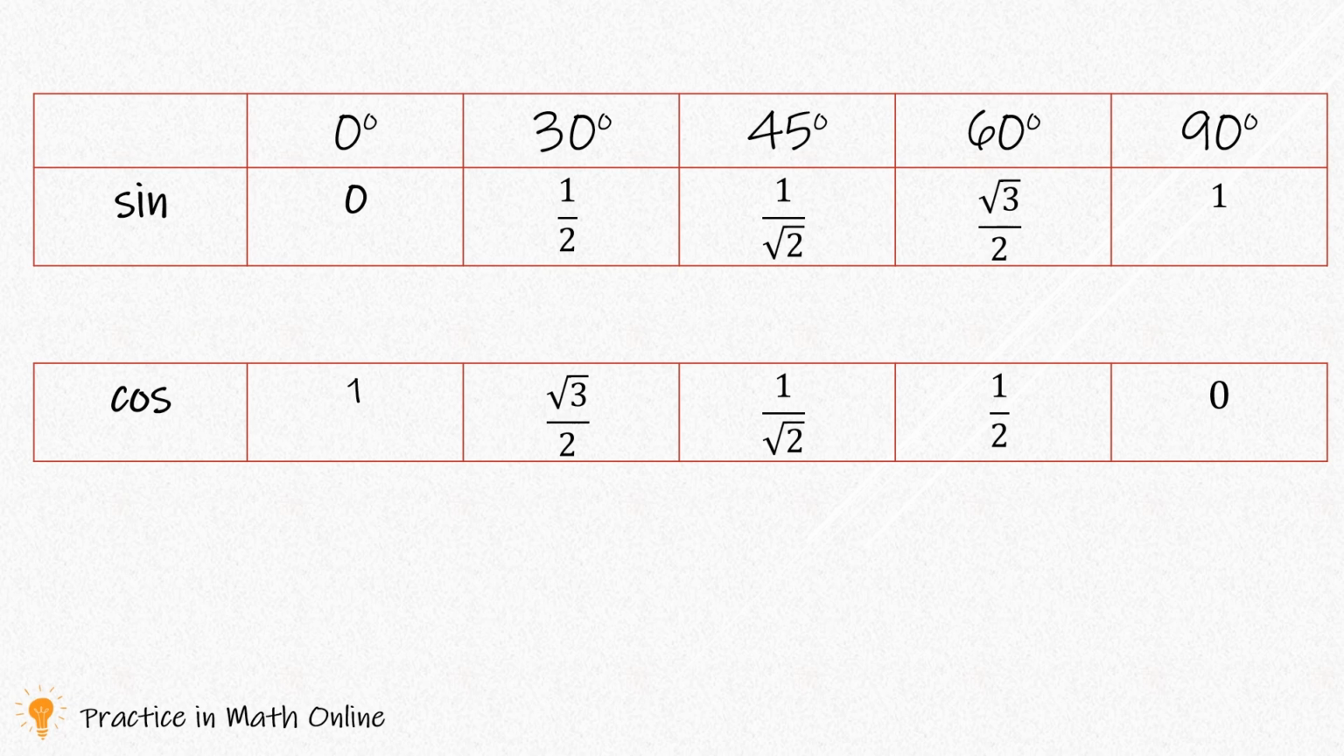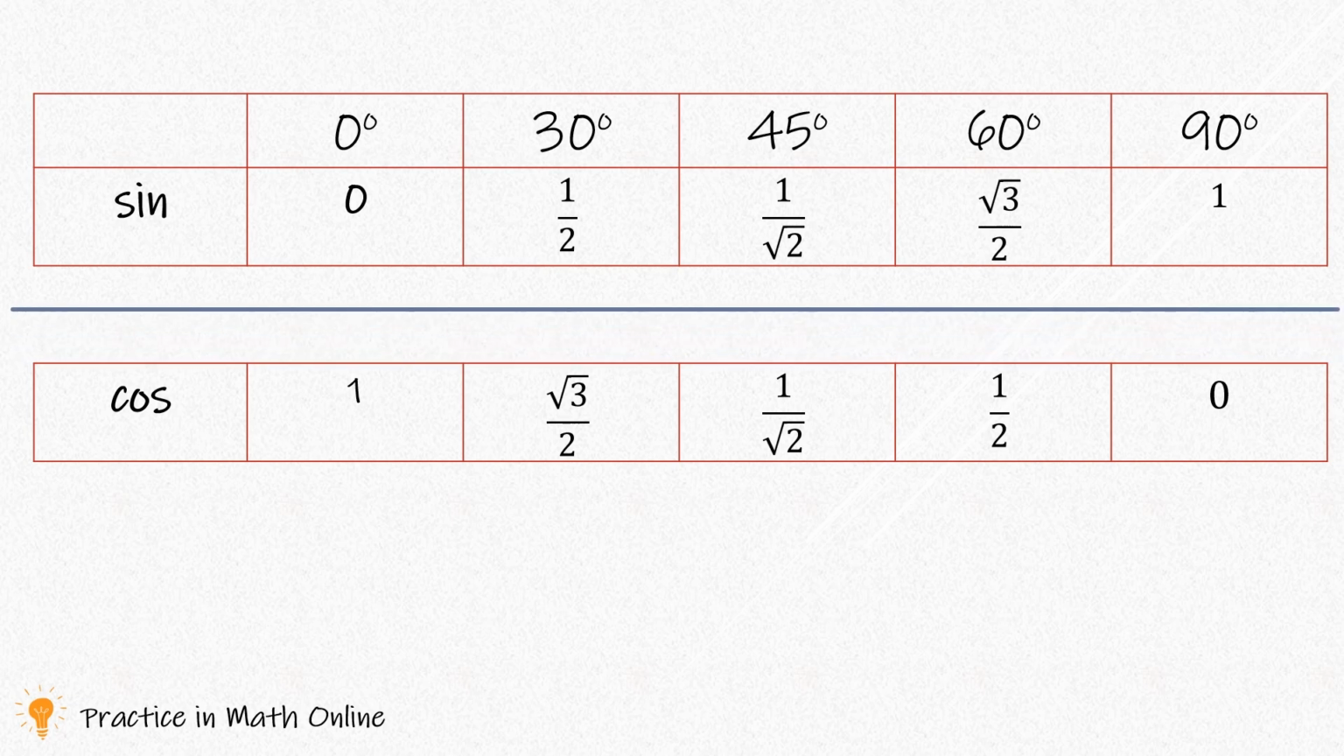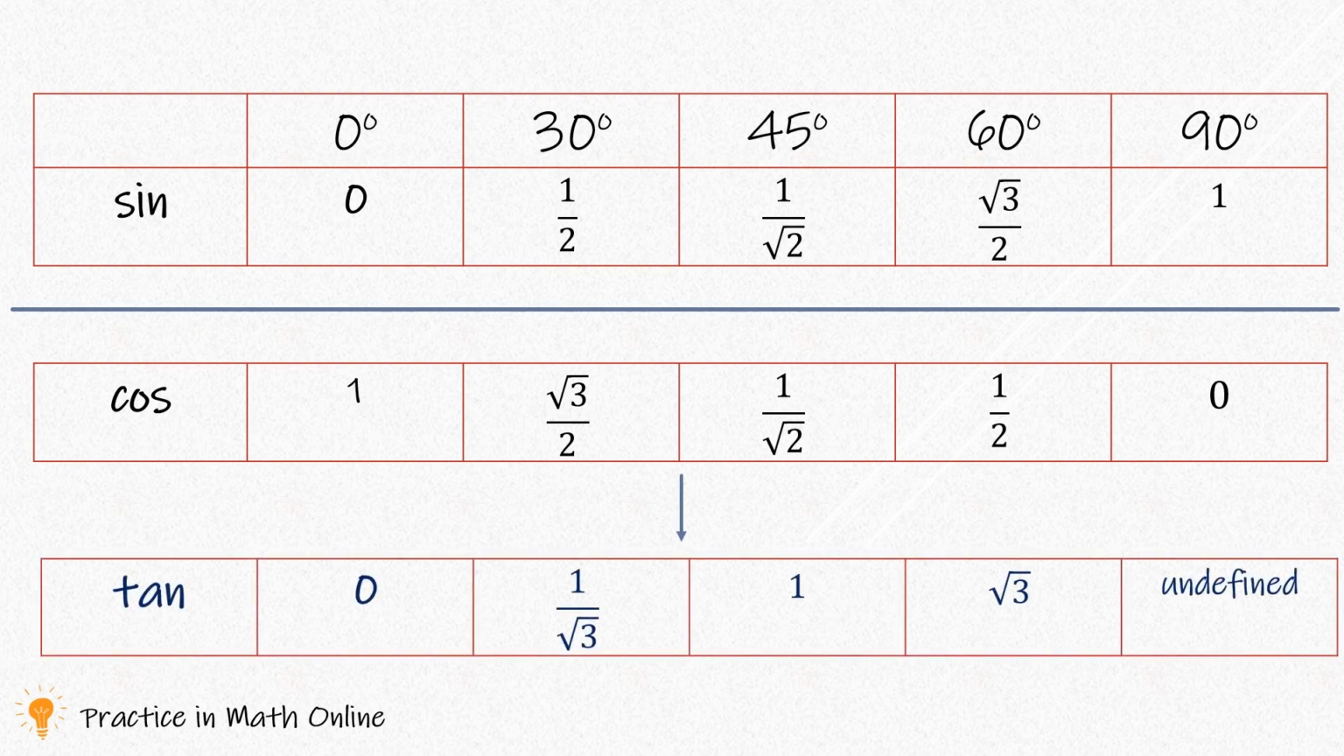To get the values of the third trigonometric function, you just divide sine by cos. So when you divide both of them, then you will get the values for tan. So what you have to do is just divide sine values by cos values.